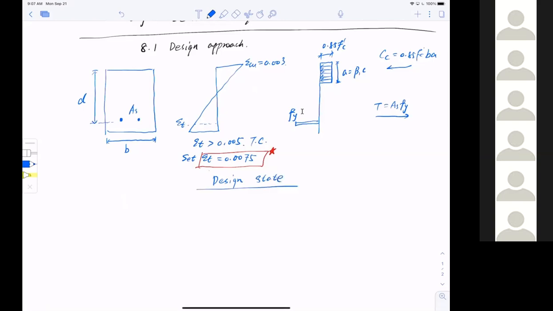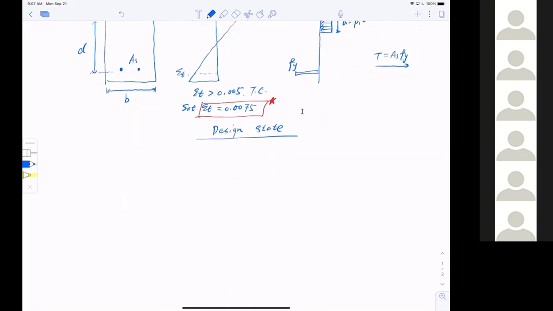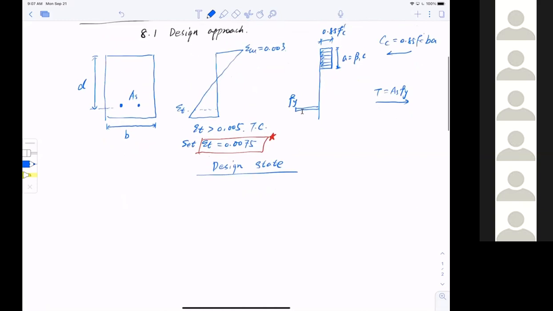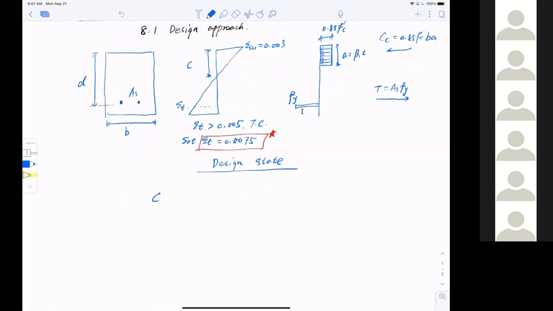We design it to fail in terms of compressive strain in the concrete reaching 0.003, and simultaneously, the last layer of the bar reaches 0.0075, okay? So this is the so-called design state. Under this state, I know my compressive zone c is right here, so I can calculate my compressive zone c.